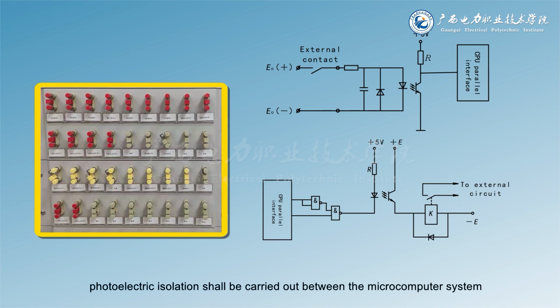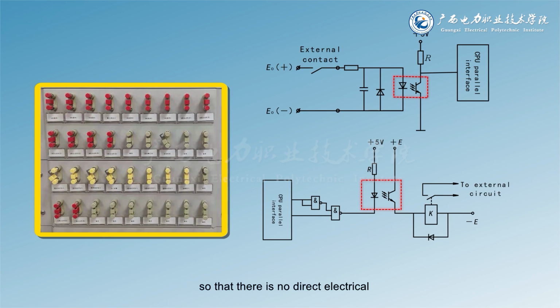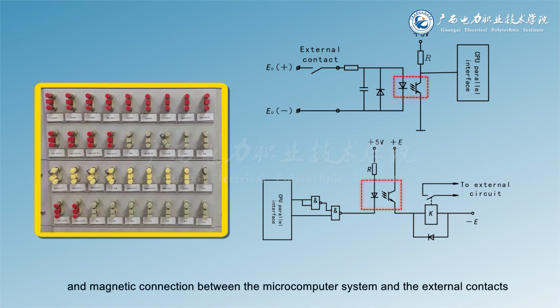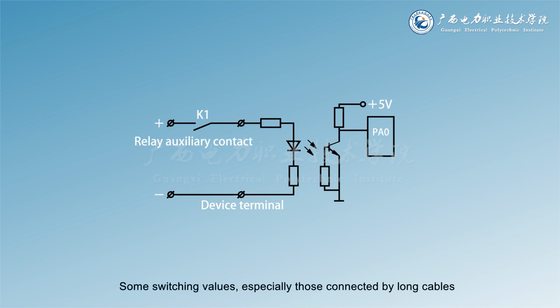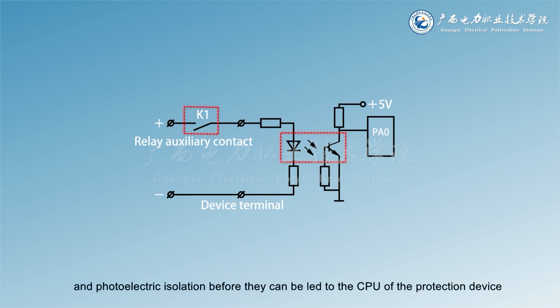photoelectric isolation shall be carried out between the microcomputer system and these external contacts through photoelectric coupler devices, so that there is no direct electrical and magnetic connection between the microcomputer system and the external contacts. As shown in the figure, some switching values, especially those connected by long cables, even need to take dual measures of relay isolation and photoelectric isolation before they can be led to the CPU of the protection device.